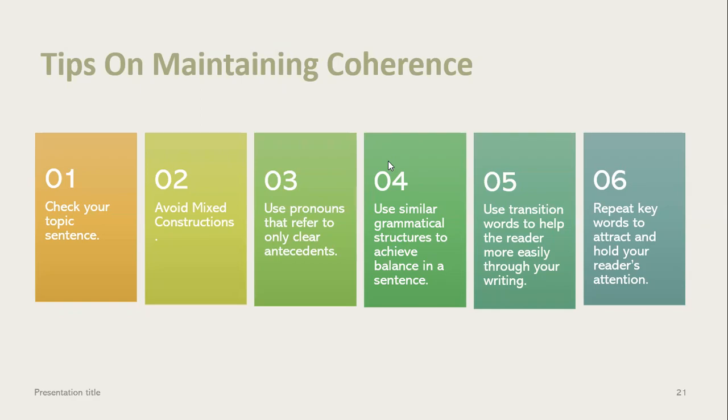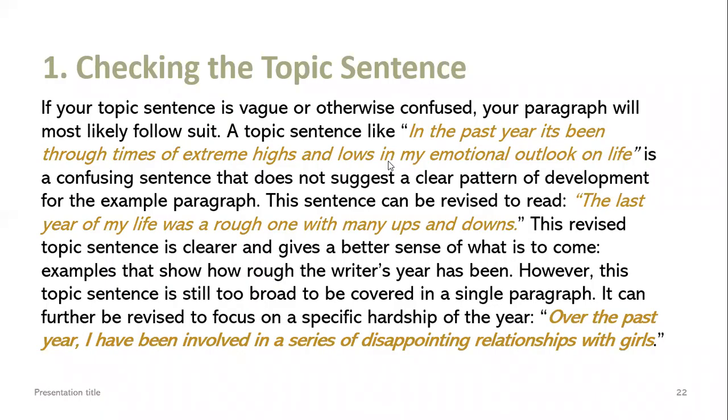So let us move on to checking the topic sentence. If your topic sentence is vague or otherwise confused, your paragraph will most likely follow suit. A topic sentence like, "In the past year, it's been through times of extreme highs and lows in my emotional outlook on life," which was in the paragraph that we read, is a confusing sentence that does not suggest a clear pattern of development for the example paragraph.